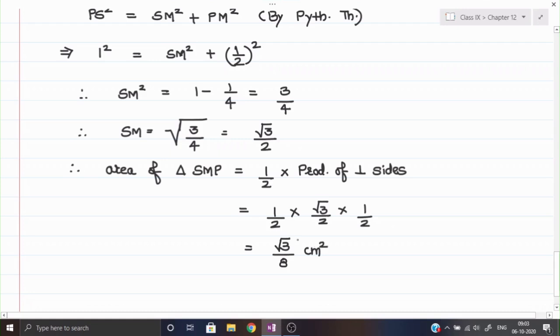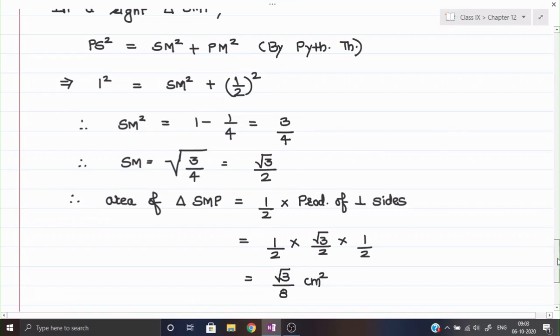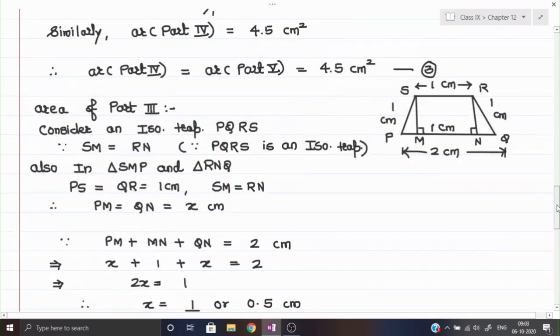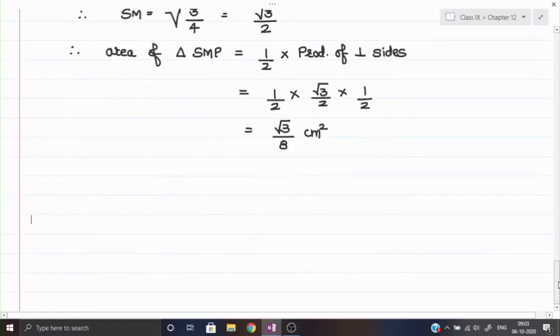centimeter square. Similarly, now we can find out the area of another triangle, that is triangle RNQ. So triangle RNQ, if I try to find out, we can say that similarly the area of triangle RNQ is also root 3 upon 8 centimeter square.